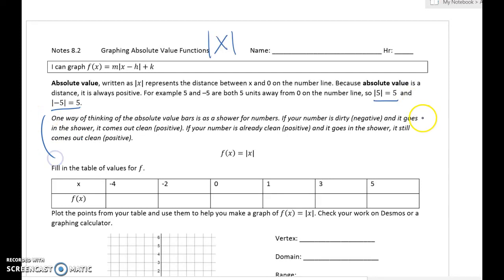Another way of thinking about absolute value is like a shower for numbers. So if your number is dirty or negative, it goes in the shower, it comes out clean, positive. If it's already clean, it stays clean, or positive.